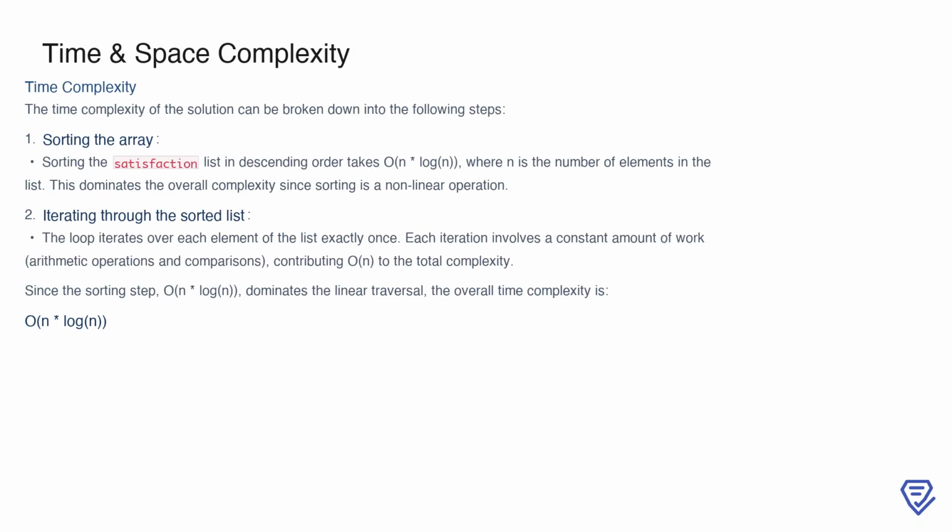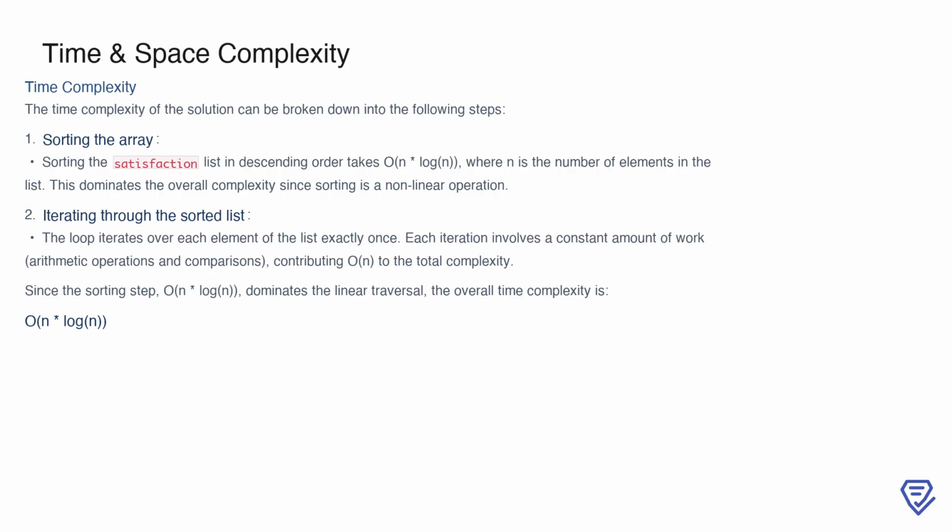When analyzing the time complexity of the solution, we break it into two main steps. First, we sort the satisfaction array in descending order. Sorting an array generally has a time complexity of O(n log n), where n represents the number of elements in the list. This is because sorting is a nonlinear operation and typically dominates the overall runtime.